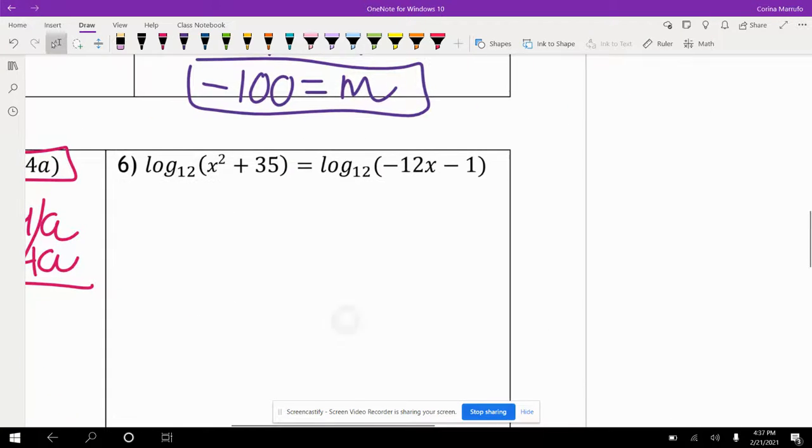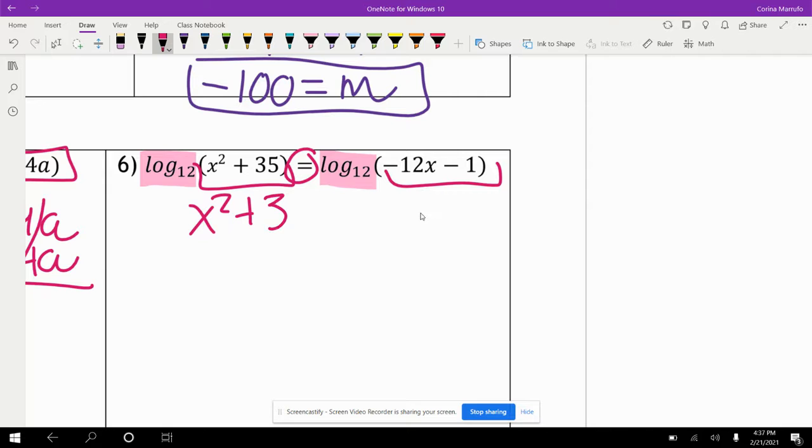Okay. The same thing here, we have log base 12 on both sides, exactly the same. So in order for these two equations to be equal, this inside part needs to be equal, okay? So we get x squared plus 35 should equal negative 12x minus 1. Okay, so since we do have an x squared here, and we have a negative 12x, this is considered a quadratic function.